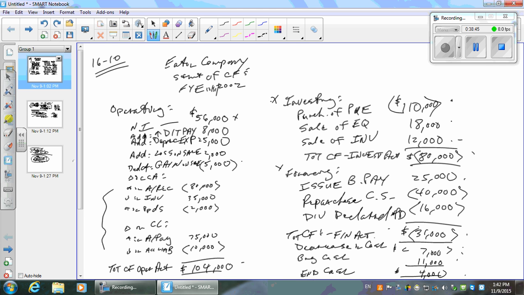Could go the other way too, right? What if deferred income tax goes down? You pay more than the tax expense, right? Instead of adding it back, you just subtract it. I won't do that to you guys, but that could happen. Easy?